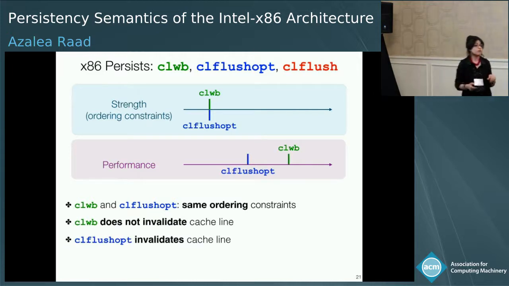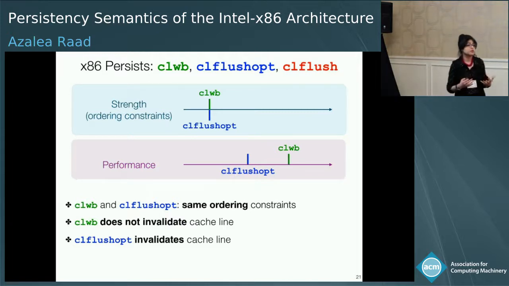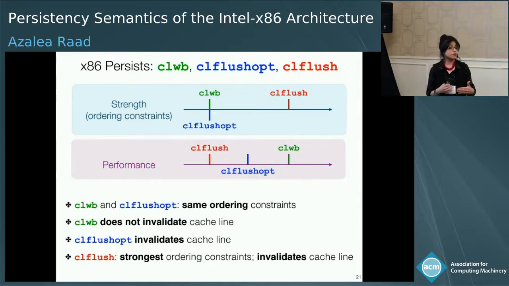They have the same guarantees. But the write back performs better. And the reason is that when you execute a write back, when it persists a particular cache line, it doesn't invalidate it. So you won't have cache misses in the future. Whereas flush optimal does invalidate the cache line. And there is also the CL flush, the cache line flush, which is the strongest of all of them in terms of the ordering constraints. But it's also worst in performance because it does invalidate the cache line and it has stronger ordering constraints.